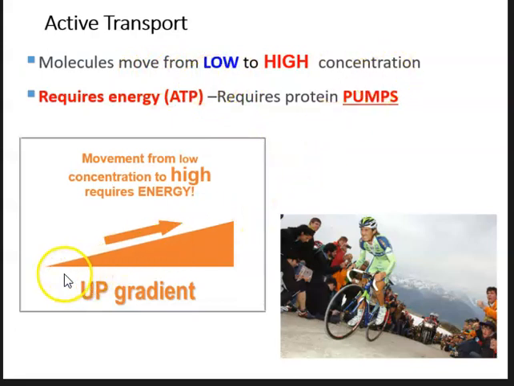Think of biking up a hill, so it's going up the gradient. So energy is required to move these molecules up the hill from an area of low concentration to high concentration, and that is the basic idea of active transport. Okay, so that is the last part of Chapter 3 on membrane transport and the end of Chapter 3.